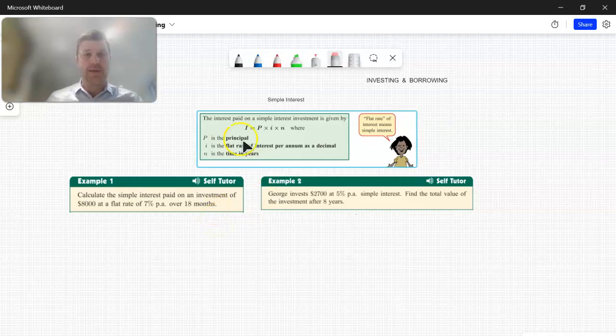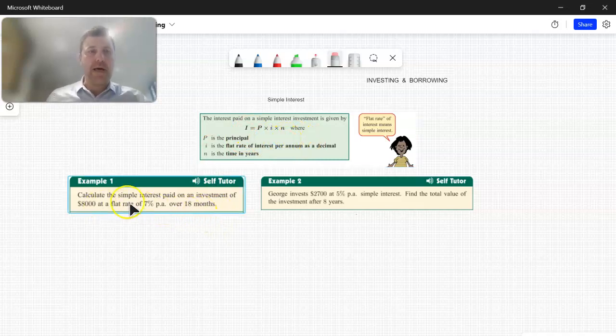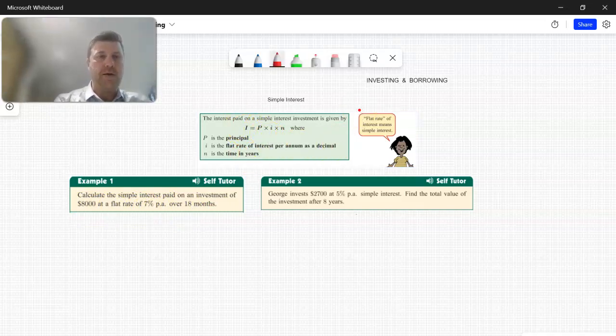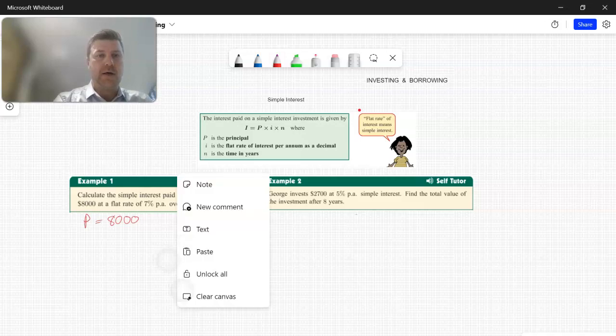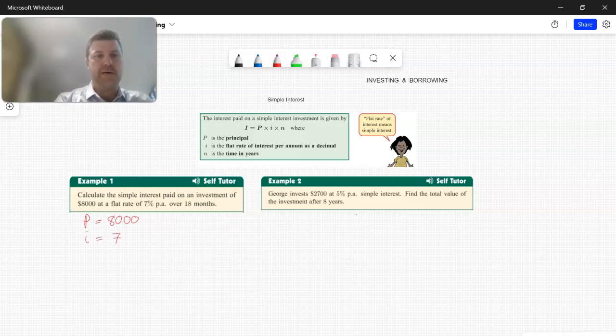which takes me to my first example here. I'm going to use this formula to calculate the simple interest paid on an investment of $8,000 at a flat rate of 7% per annum over 18 months. So I'm just going to put those values basically straight into the formula. So before I do that, P, or the principal, is $8,000. The interest rate is 7% per year. But we're going to convert that to a decimal, remember. So divide that by 100, gives me 0.07, and that's the value I'm going to use in the formula.